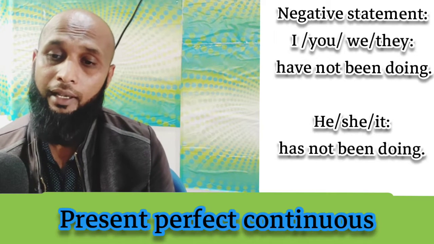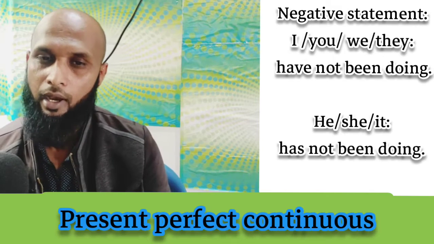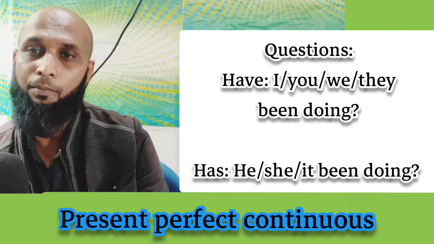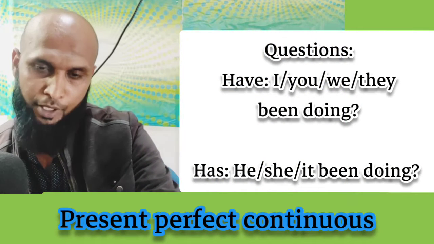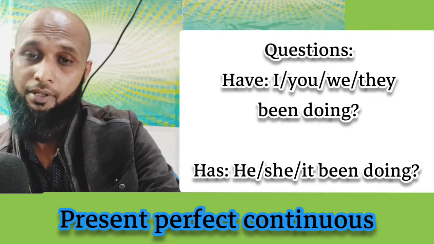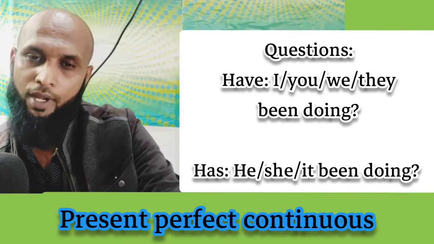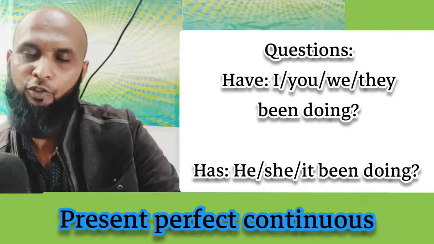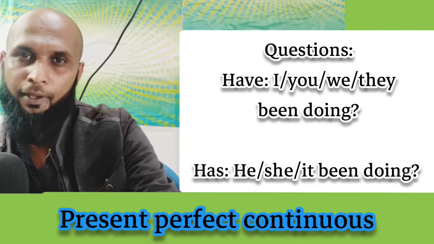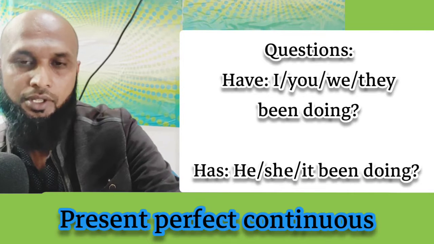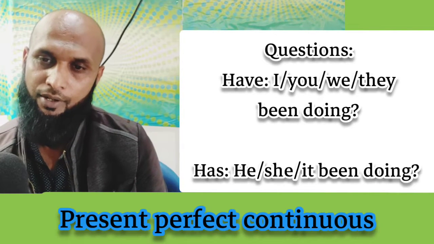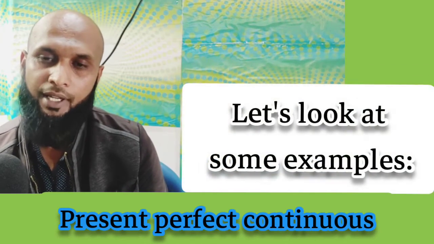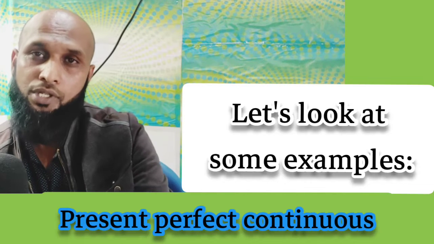And let us look at the question pattern of it. How are you going to make questions? In statements we use pronouns first, like I have been doing. Those are statements. But in order to make questions, we have to use have been doing first. Like, have you been running? Have you been sleeping? Has he been watching? So these are the ways that you are going to make questions. Now let us look at some examples, and after that I will share the usage.